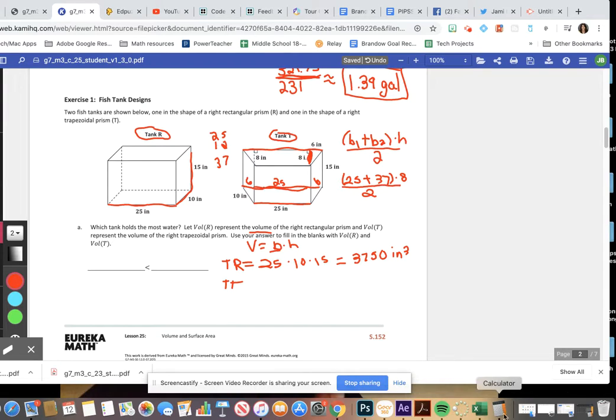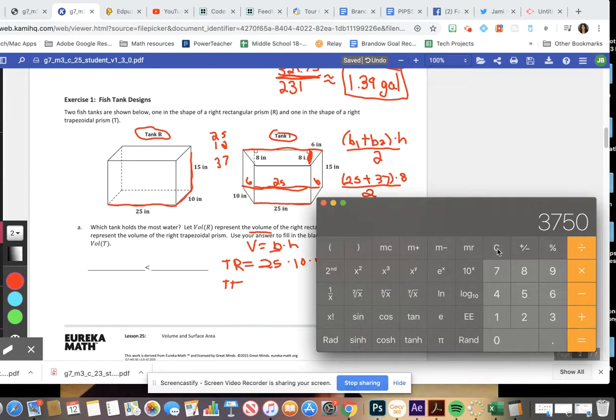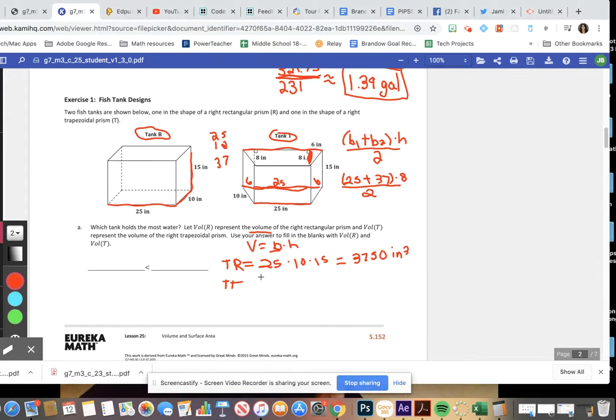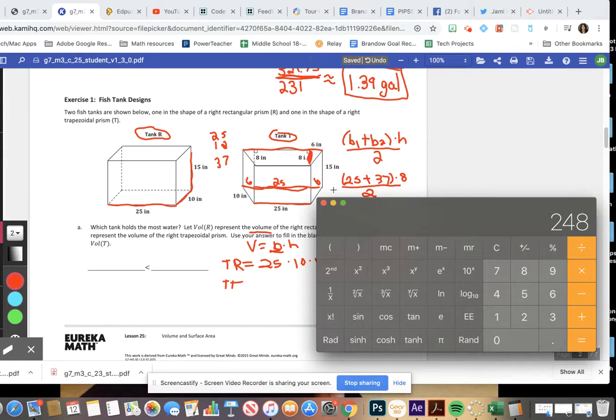So let's do this on our calculator. We've got 25 plus 37 equals times 8 divided by 2. I think I hit times 2. Let me try that again. 25 plus 37 equals times our height, which was 8, divided by 2. It's 248. So the area of the trapezoid of the base of B is, did I say 248? Yes.